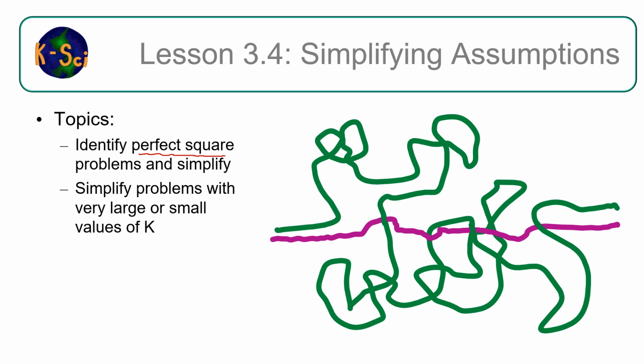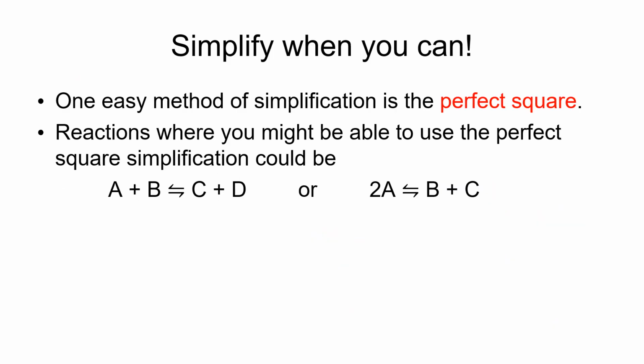And the second one is when there is a large or small constant, we can use some assumptions to shorten the problem solving there and avoid having to use things like the quadratic equation, which is a little slower. So we're hoping to take a little more direct route here using some simplifying assumptions. Alrighty, so the first one we're going to look at is the perfect square solution.